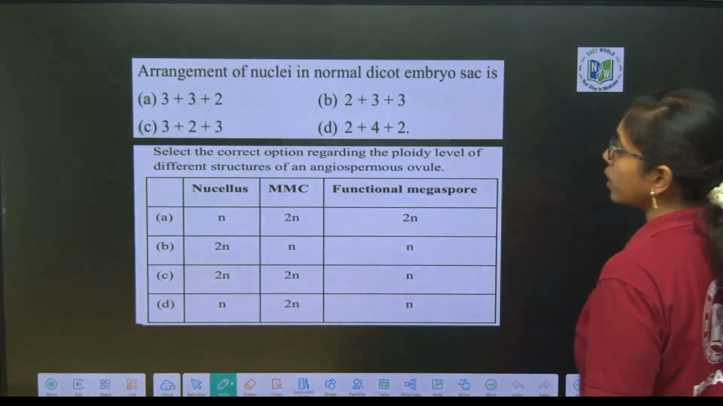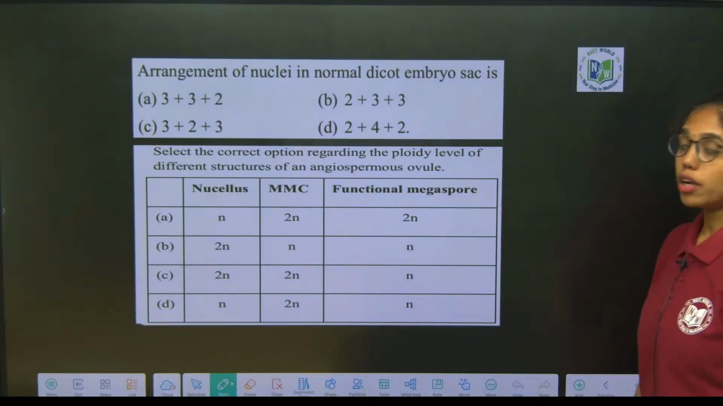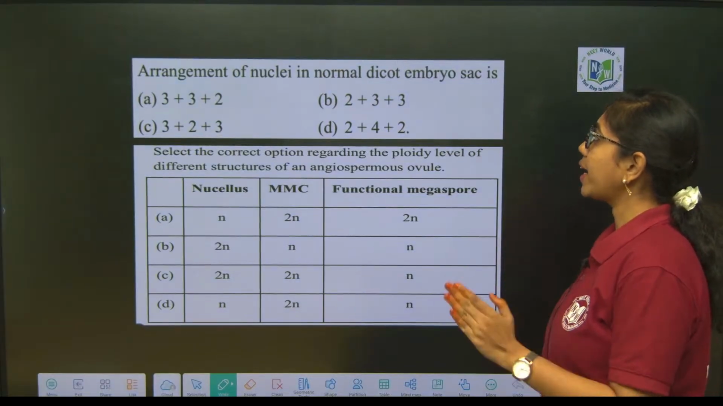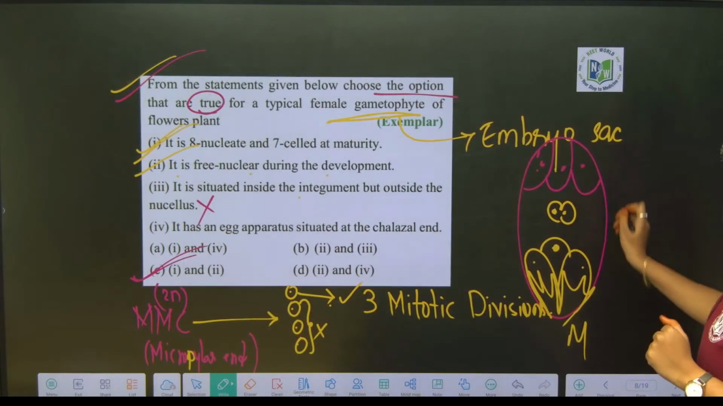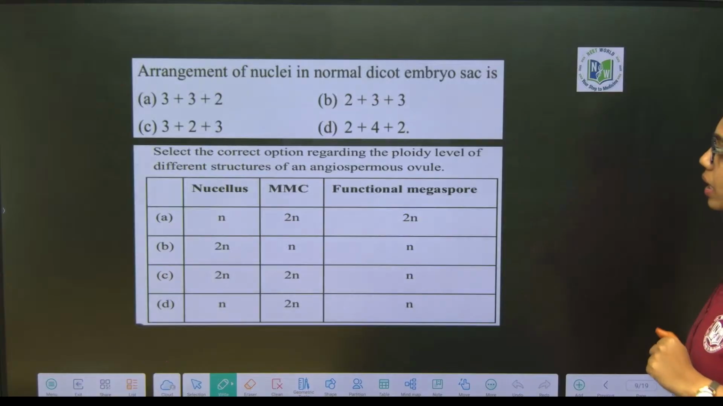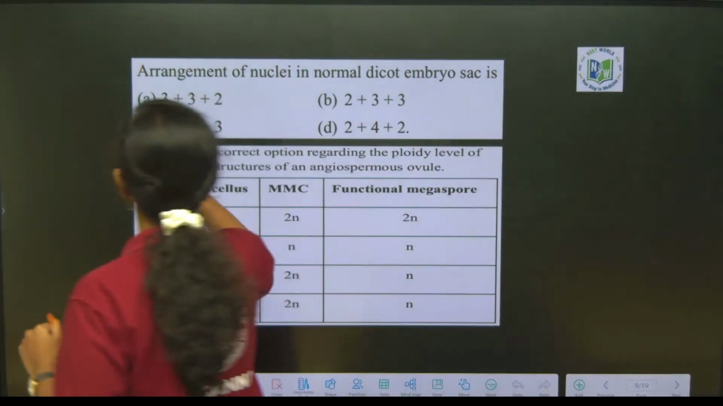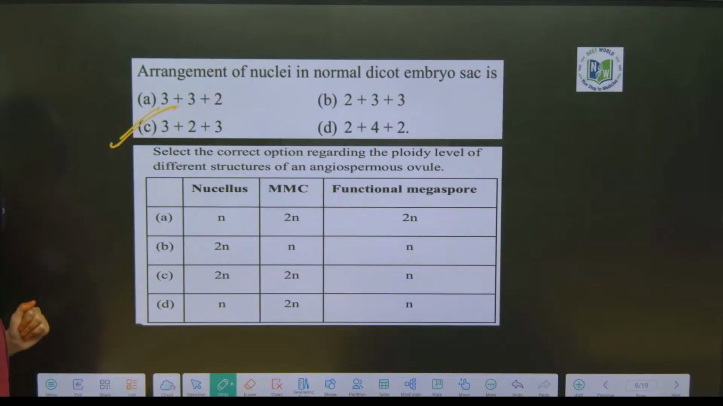Next question, look at this. Arrangement of nuclei in a normal dicot embryo sac. What will be the arrangement of nuclei? 3 plus 2 plus 3. Okay, this will be the arrangement, 3 plus 2 plus 3. Option C will be the right answer.